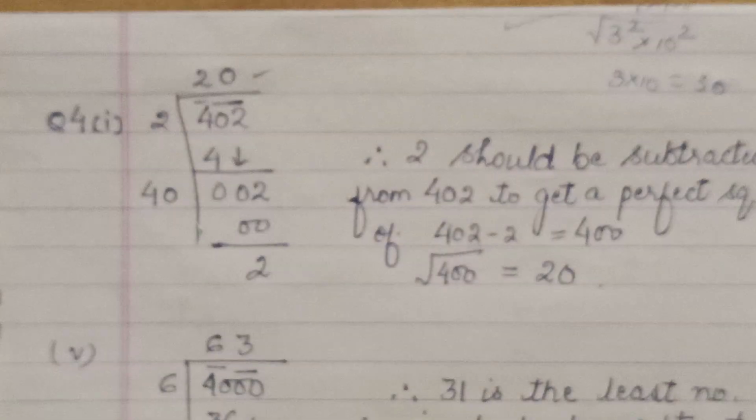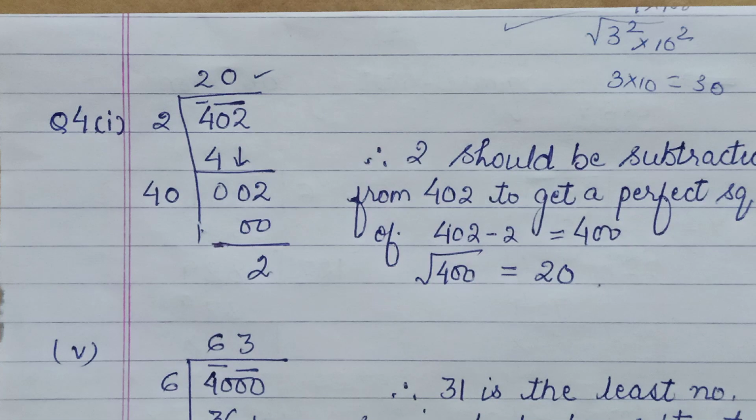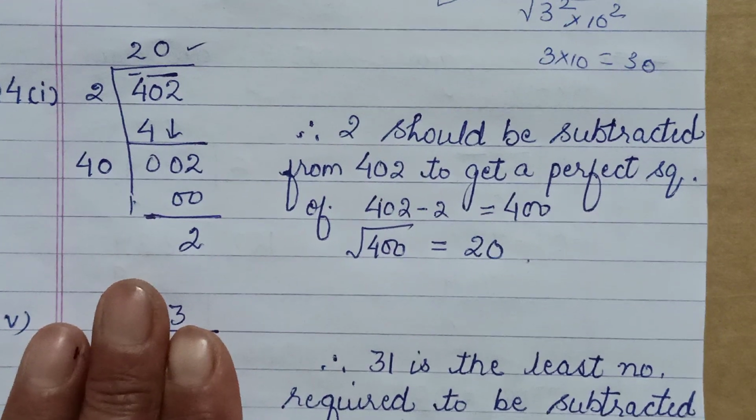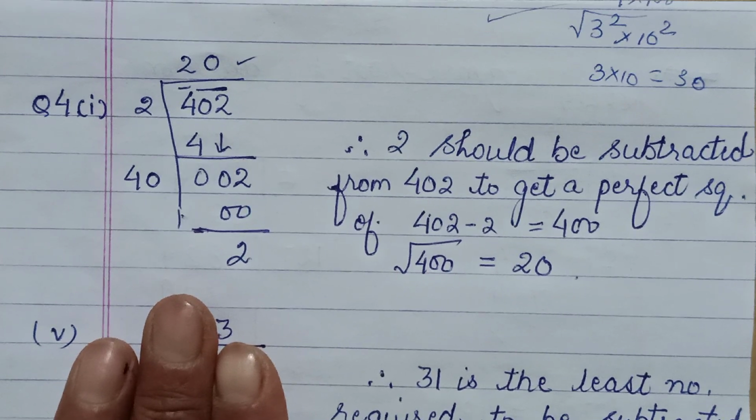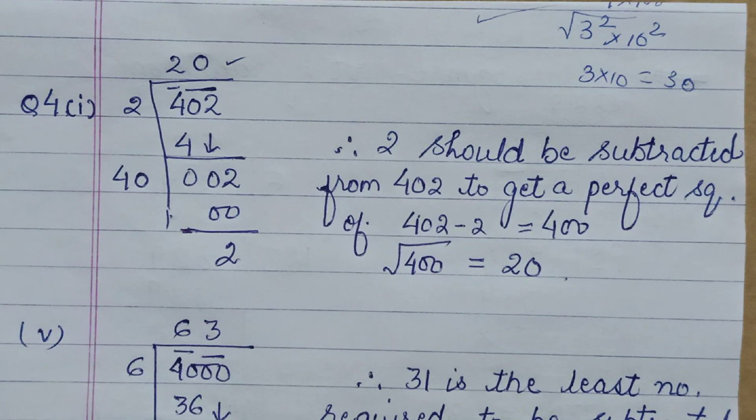Now see, the numbers given here are not perfect squares. Till now, in the questions we had done, we had a perfect square, so we studied how to find its square root. Now these are not perfect squares, but we want to know how we can make them a perfect square, by adding or at times subtracting. First we are moving on to subtracting. So 402 is your first number.